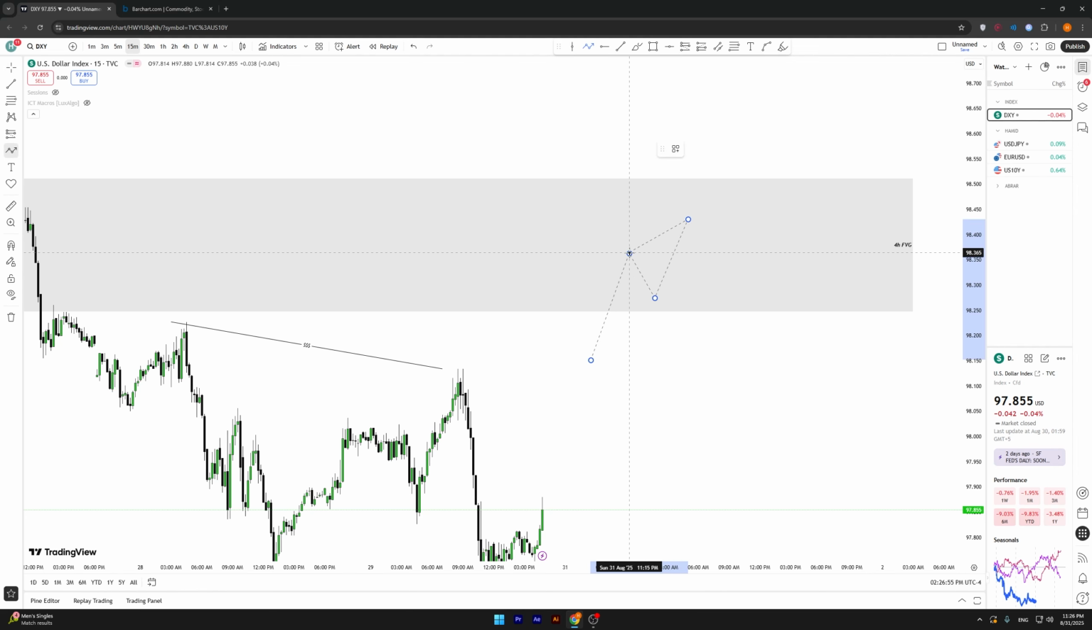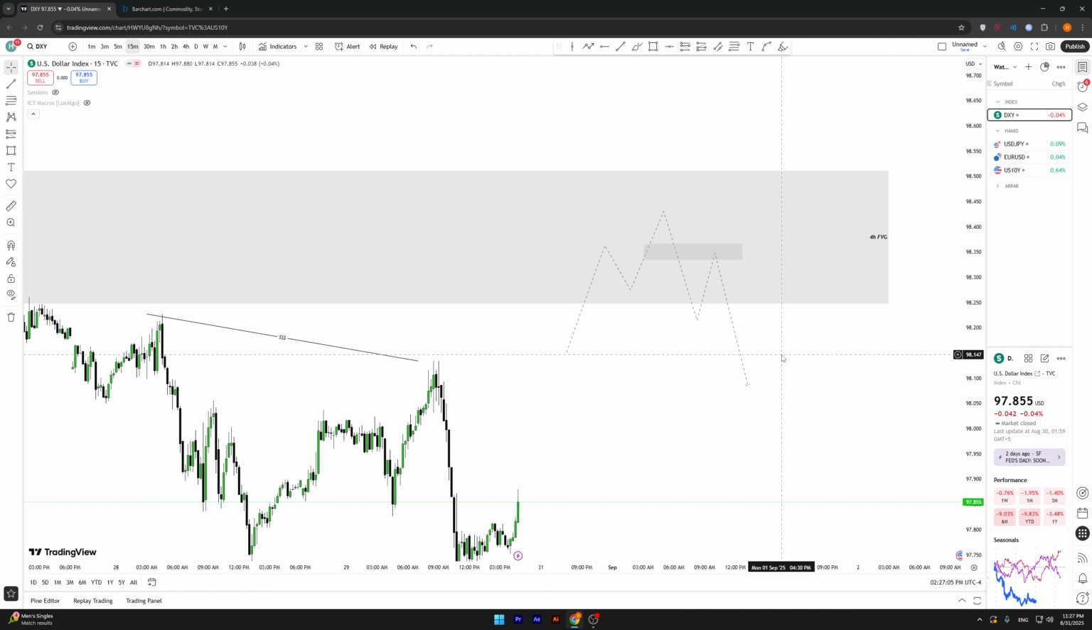First I will wait for a turtle soup, then I will wait for a CISD, and then I will enter on IFVG. So I will wait for this entry model. This is IFVG, and this is turtle soup, and this is CISD. My first entry will be at IFVG, and my second entry will be at breaker block.